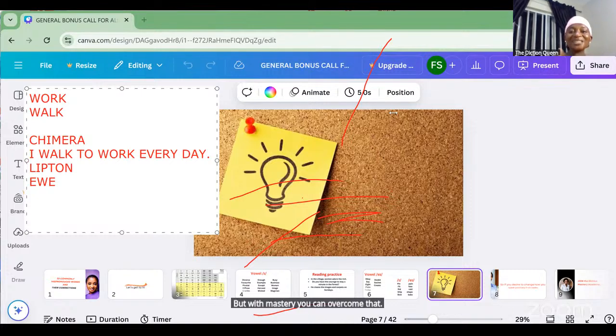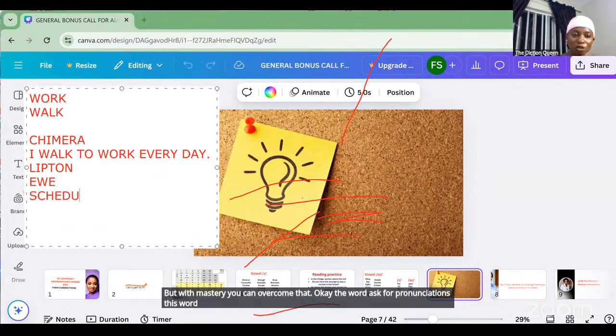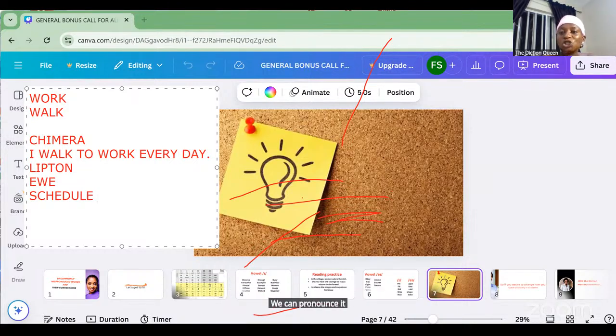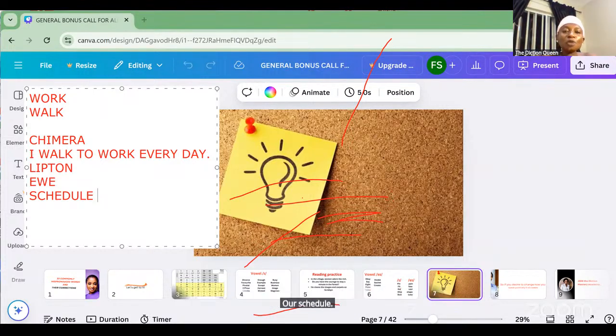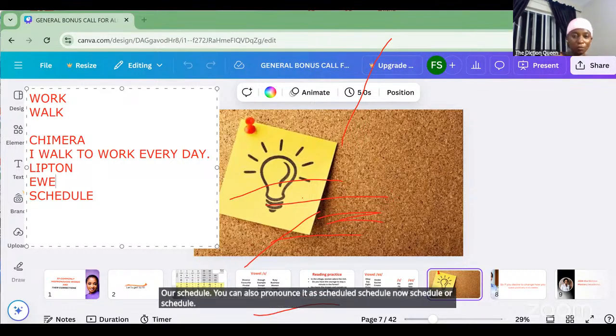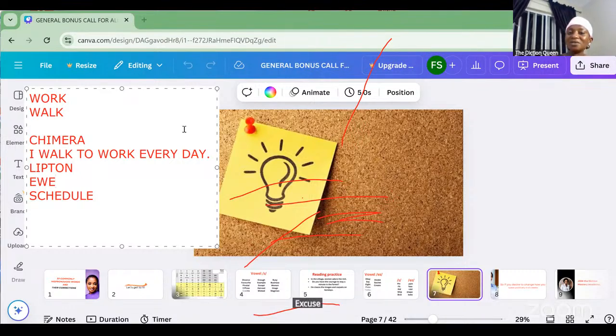Okay, this word has 4 pronunciations. You can pronounce it as "shedule". You can pronounce it as "skedule", or you can also pronounce it in other ways. So it depends on which one you're comfortable with.